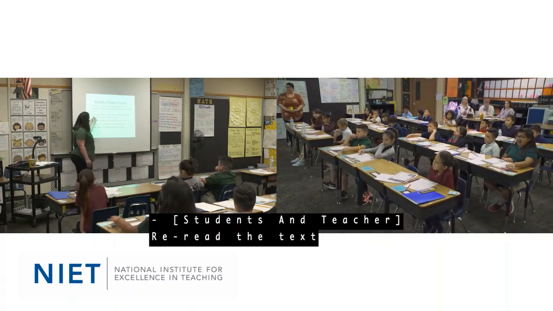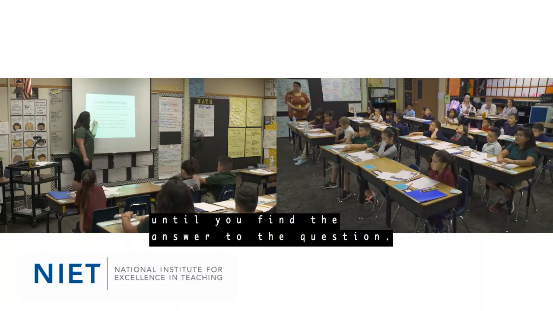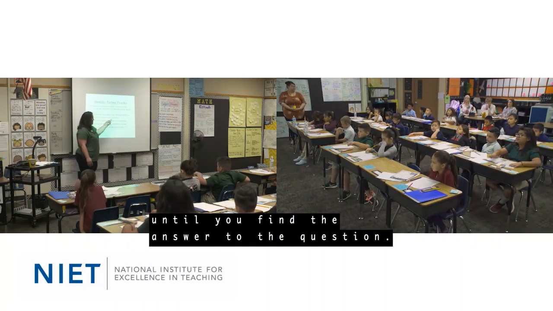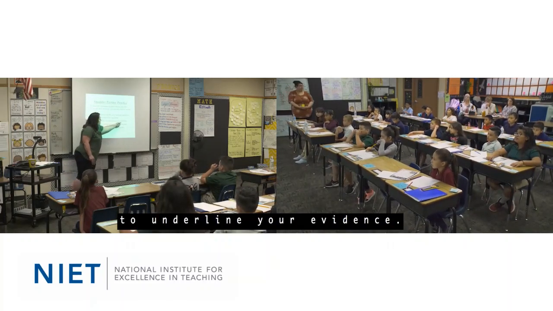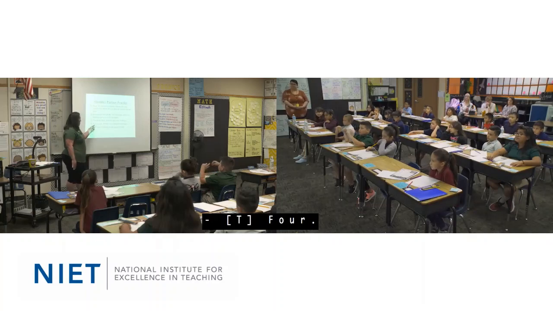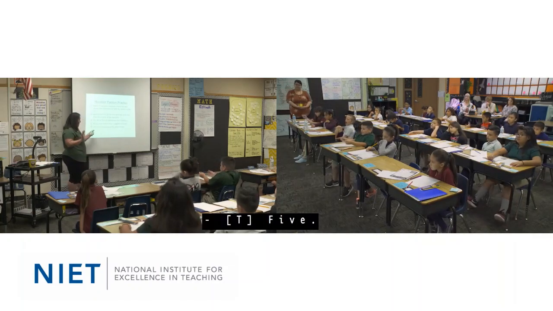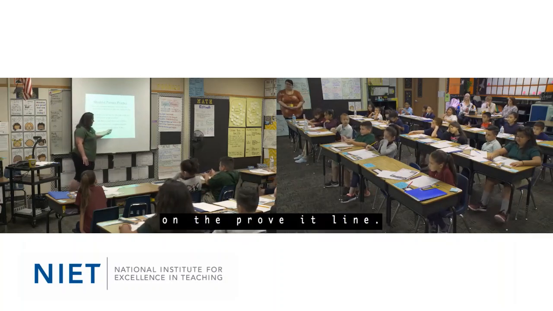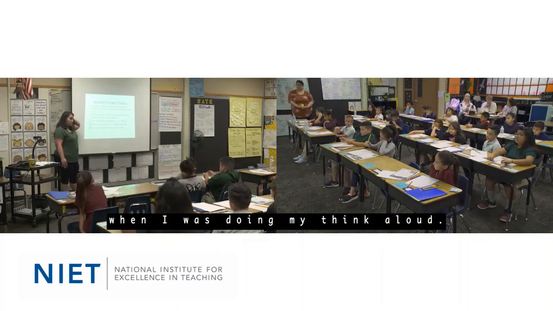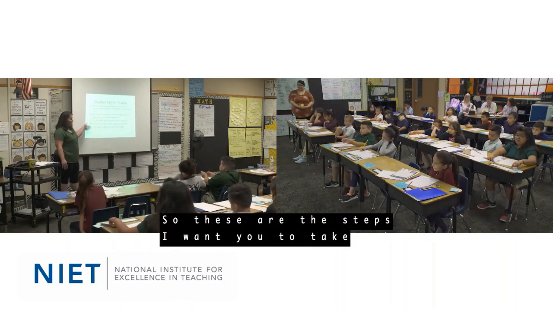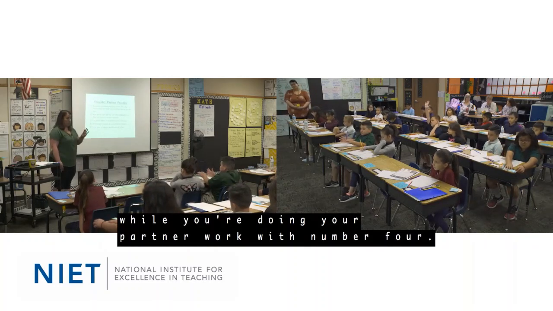2, reread the text all the way through until you find the answer to the question. 3, use dark blue to underline your evidence. 4, write your answer in a complete sentence. 5, cite your evidence on the prove it line. So these are the steps that I took when I was doing my think aloud. So these are the steps I want you to take while you're doing your partner work with number 4.